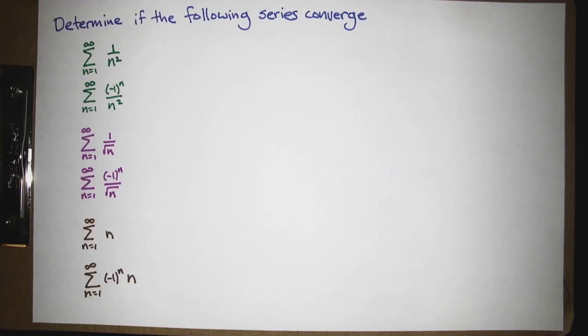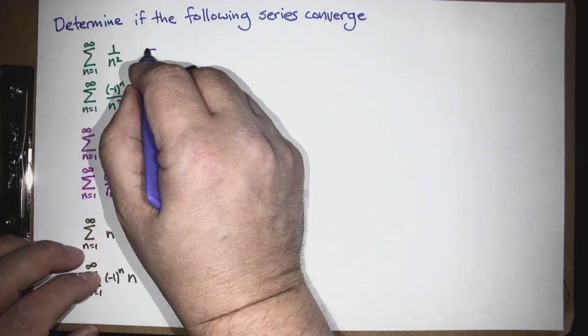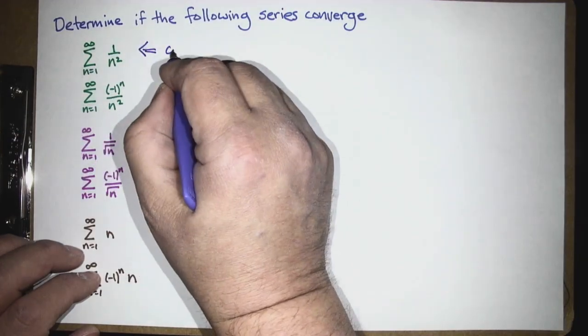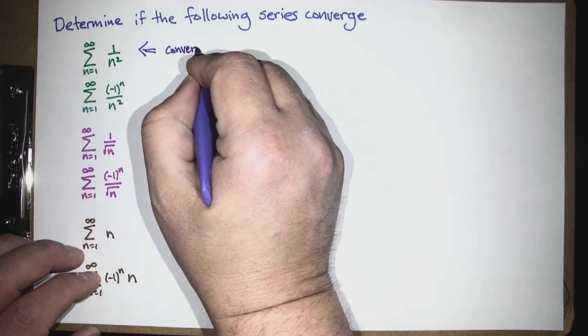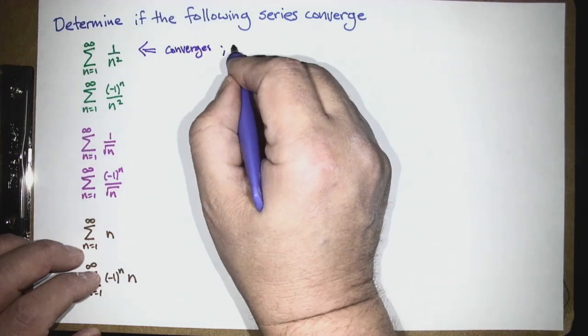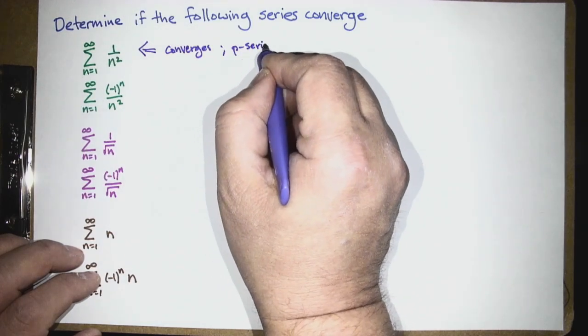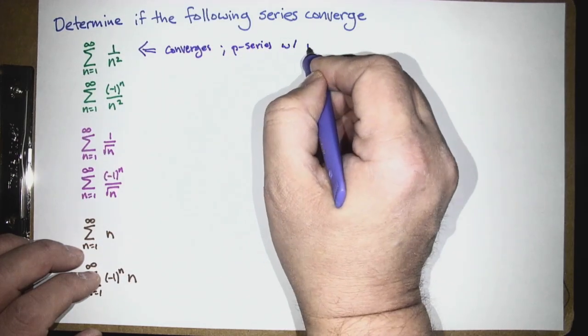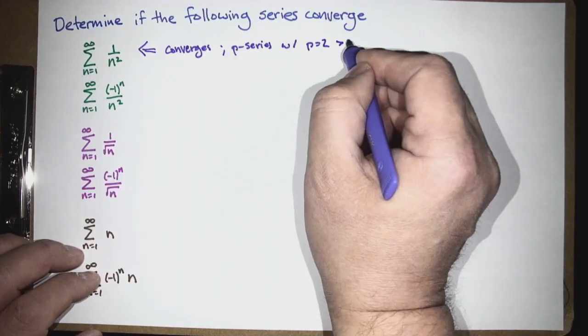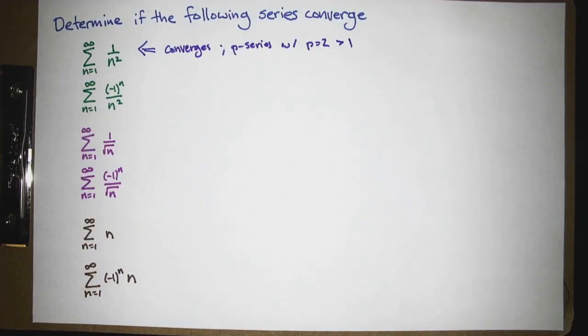If I sum 1 over n squared, does that converge or diverge? How do we know? It converges. Good. How do we know it converges? Right, it's a p-series with p equals 2, and it turns out, true story, 2 is bigger than 1.